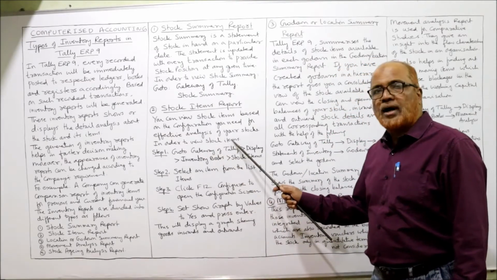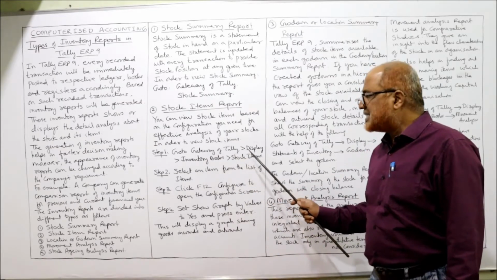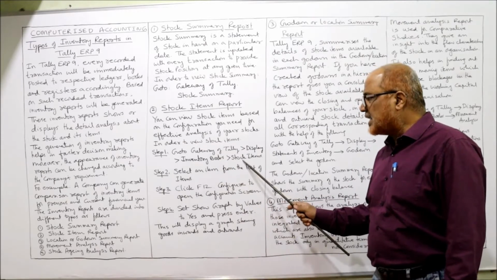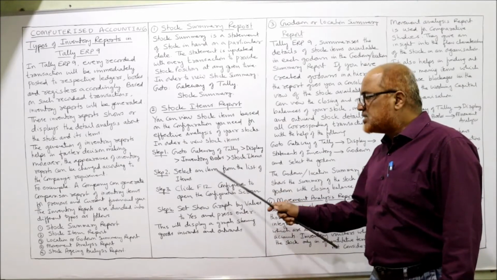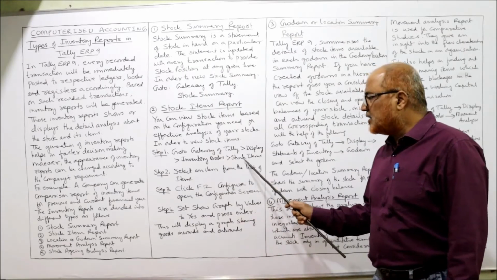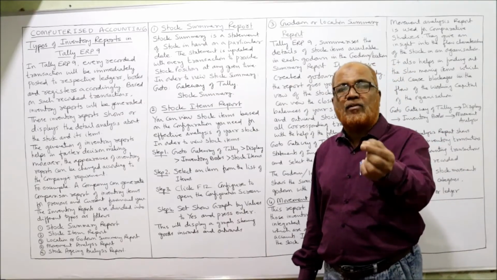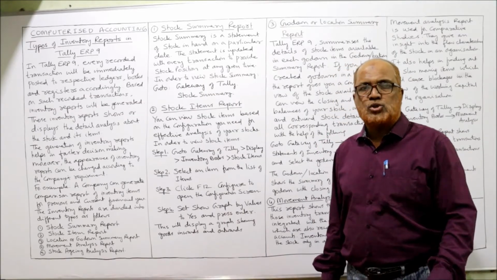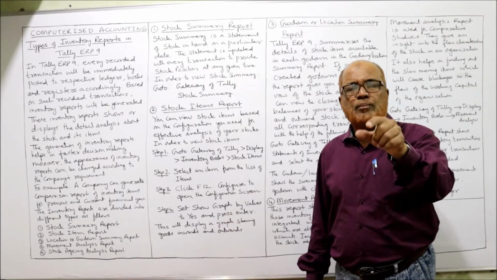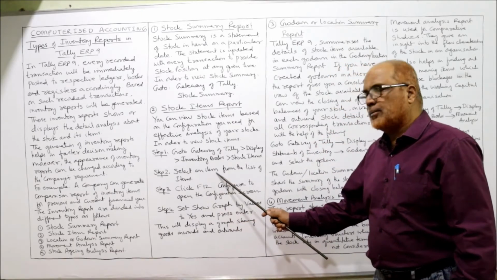In order to view stock items, the path is: go to Gateway of Tally, then select Display, select Inventory Books, and last, select Stock Items. Then step 2, select an item from the list of items. After getting the stock items, select the particular item for which you want the report. So many stock items are listed, but you want the report only for a particular stock item. So select that particular stock item.